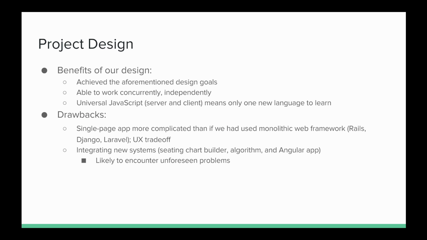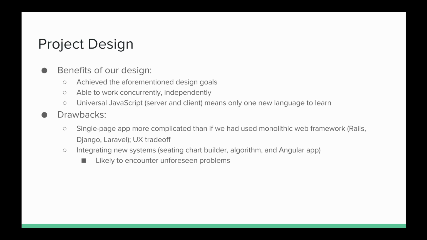So every design has benefits and drawbacks. Some benefits of our design were that it did achieve most of those aforementioned design goals. We were able to separate our app into smaller components. We were able to work concurrently, independently. Another benefit was that we employed universal JavaScript. We were using JavaScript for both our server code and our client code, which meant that for a lot of us, instead of having to learn 2 languages, we just had to learn 1.